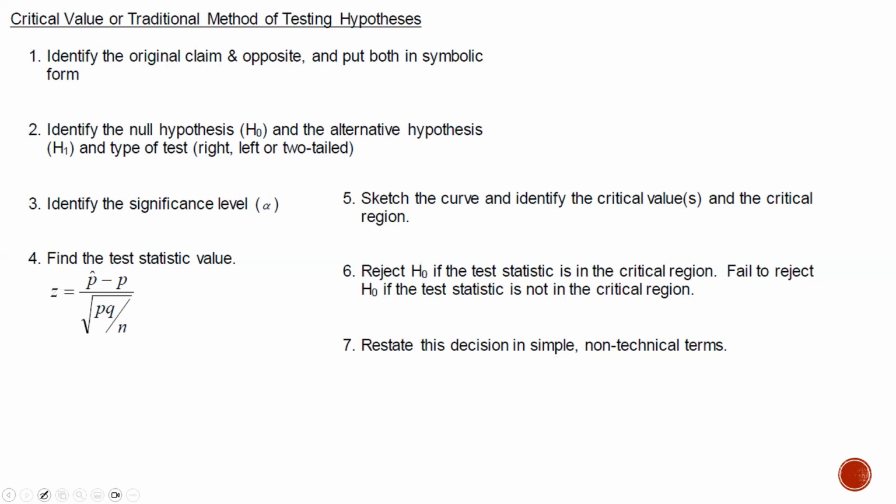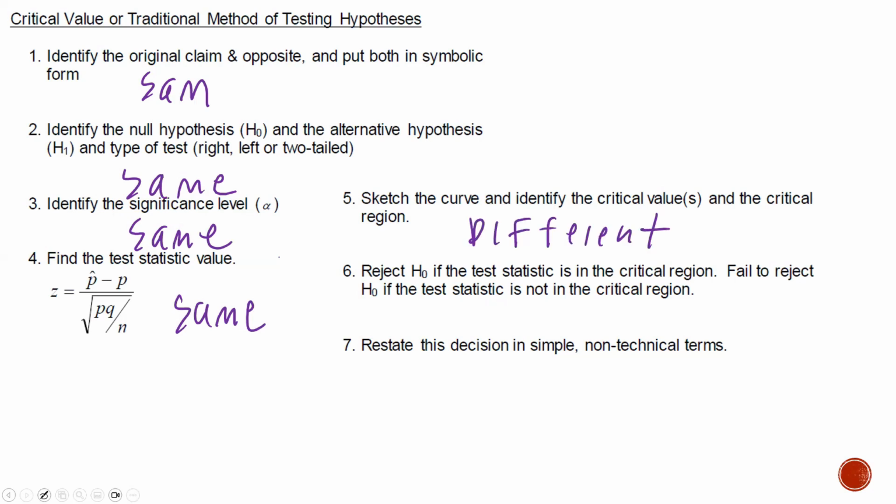So this first step, is it the same? Yes, okay. Second step, that's the same. What about the third? And the fourth? It's the same. So you don't need to write that down. Let's see, what about the fifth step? It's not quite the same. So before it said identify the p-values, now it's identify the critical value. So this is different, and then this next one is different-ish, but it's basically the same. And the last one, of course, is the same.